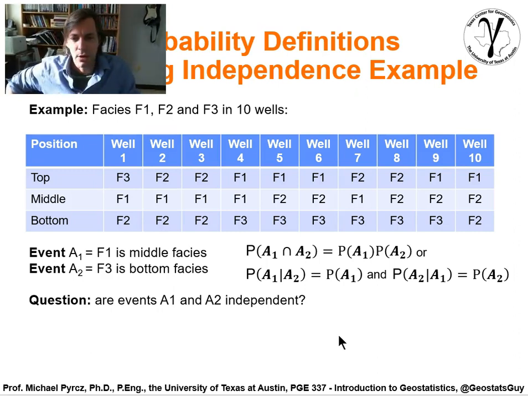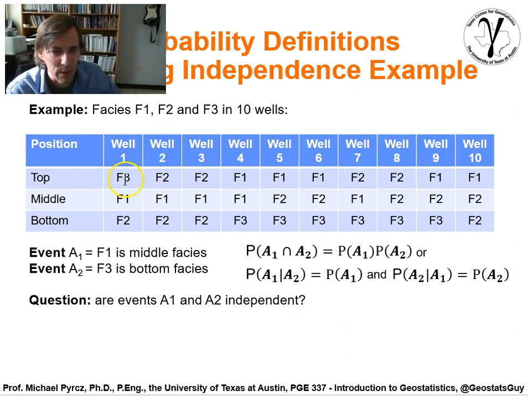Let's go ahead and look at this problem right here. We've got 10 separate wells. In each one of the wells we have 3 different categories: facies 1, 2, and 3. We'll define event 1, or A1, as F1 in the middle facies. All of the times that you have F1 in the middle facies is event A1. Event A2 is F3 in the bottom facies. So this is interesting. We could use these relations to test for independence. Are A1 and A2 in fact independent of each other?